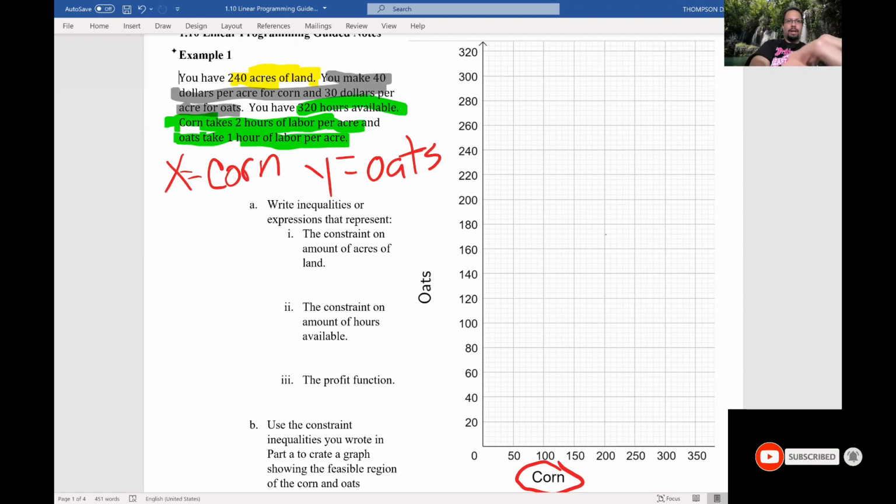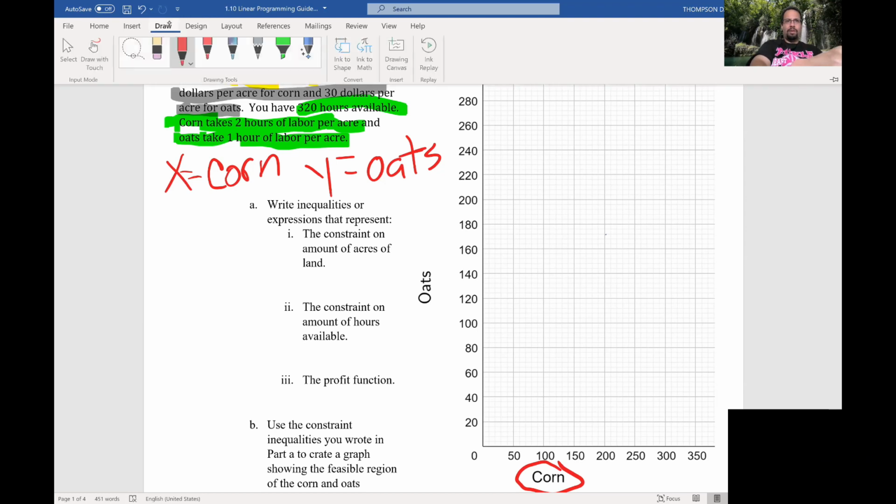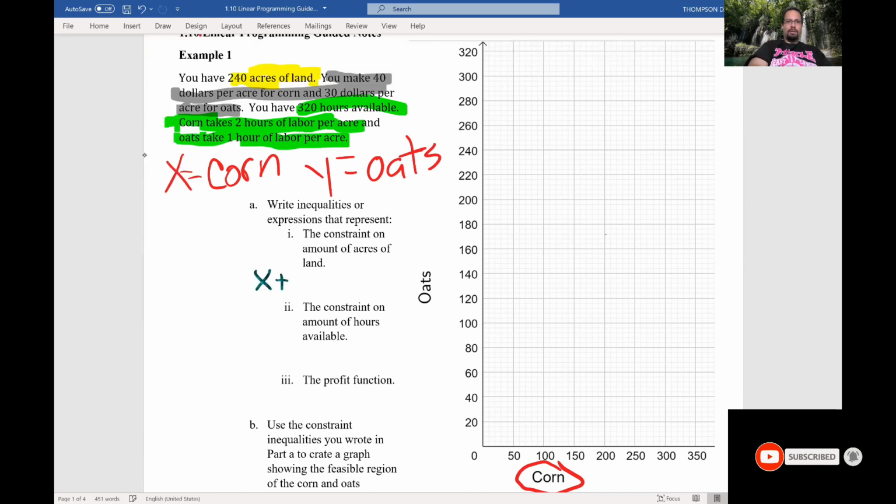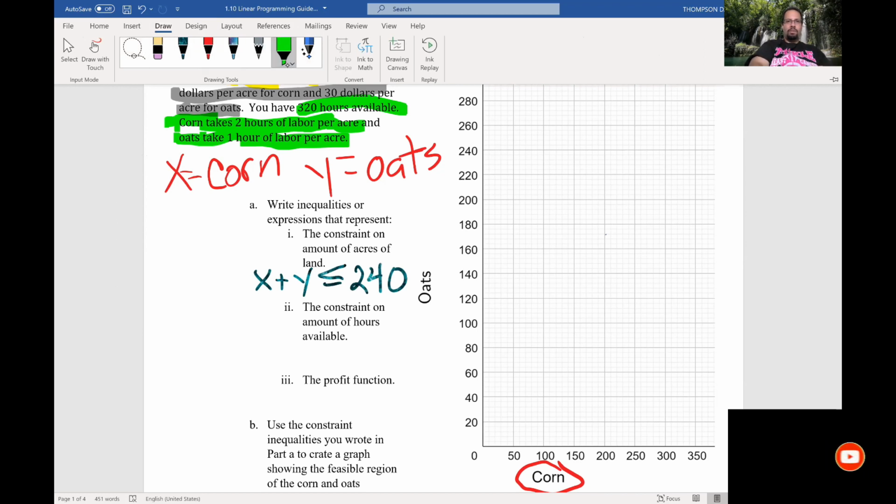So for acres of land, we do know we have 240 acres of land available. We're not specifying whether we're using twice as much land for corn or oats. We're going to assume that both the oats and the corn are the same. So for that inequality, we'll write x plus y is less than or equal to 240. And we'll highlight that in yellow to match our situation with the acres.